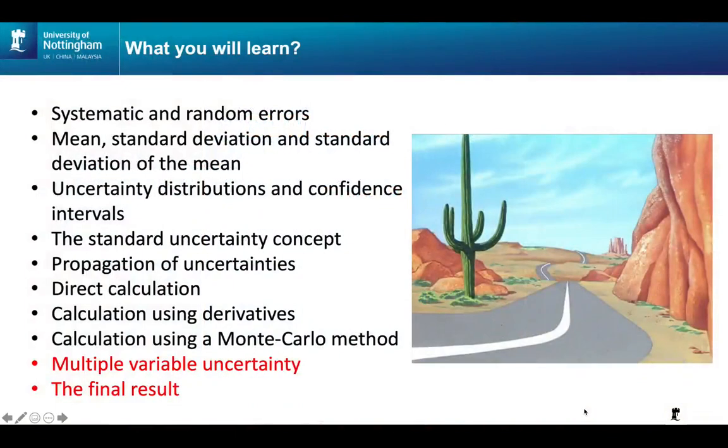So let's just review what you did in the first part of this uncertainty course. We looked at systematic and random errors, and the various statistical distributions that you need. We didn't cover confidence intervals in much detail, and we will talk about those a little bit today. We looked at the standard uncertainty concept, propagation of uncertainties, and then the three methods for applying that propagation process. Today we're going to look at examples where we have more than one variable, which is often the case. And then we'll look at how to express the final result and how to round the figures, etc.